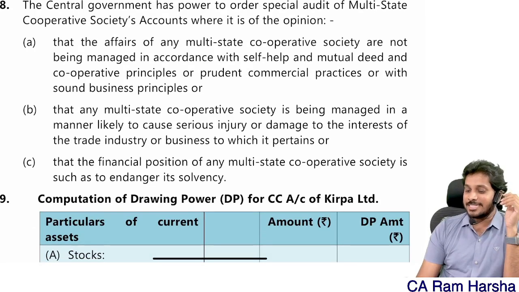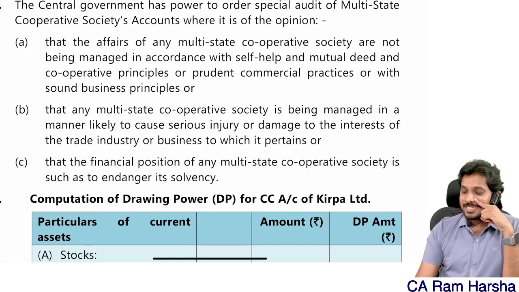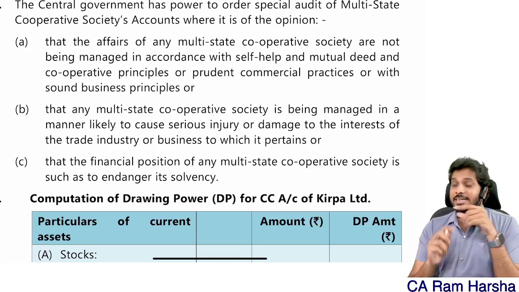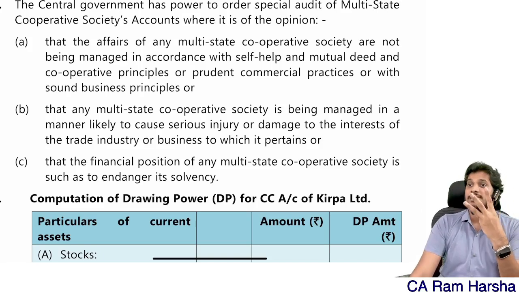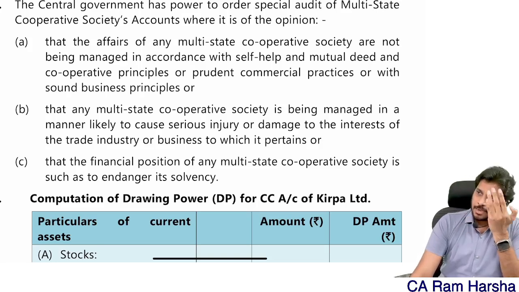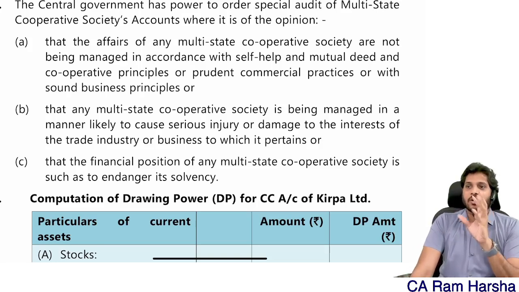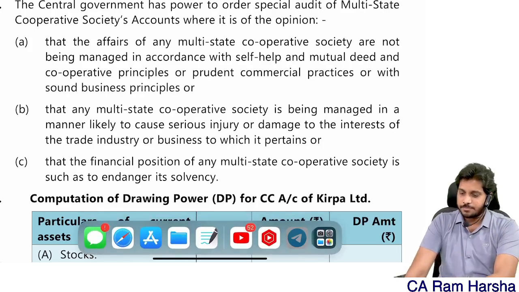The financial statement of the society is endangering solvency. Correct, I told the solvency point. And serious injury or damage to the interest of the trade. That also I told. The society is conducting business against prudent business practices, prudent commercial practices. In these 3 circumstances, special audit can be ordered by the central government. Special audit may be conducted by a separate auditor, or the auditor of the society itself can do the special audit. I discussed society's audit immediately after the audit report chapter, because many topics in society's audit resemble audit report topics. That's the reason I discussed it immediately there. Next.